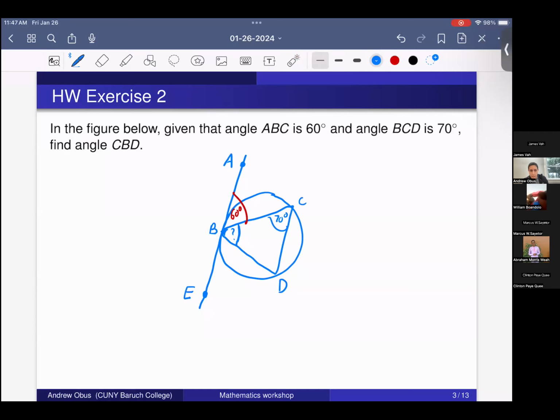Yeah, Clinton, hi. I think to find angle CBD, we need to know angle DBE. And angle DBE has a relationship here. It's equal to 70 degrees because angle DCB and angle DBE cut out the same arc.